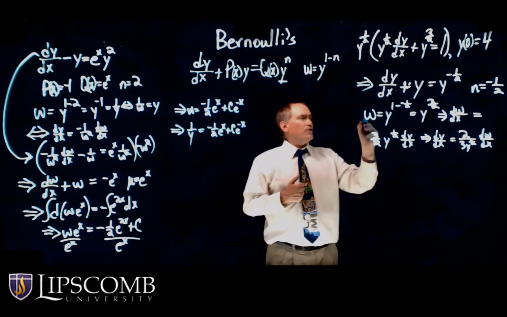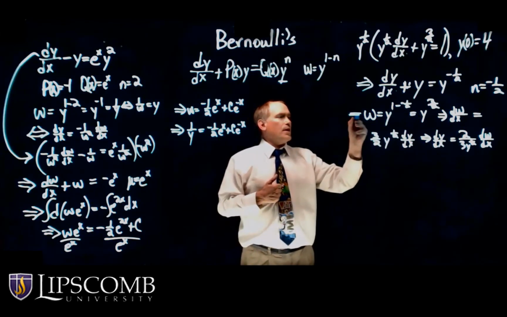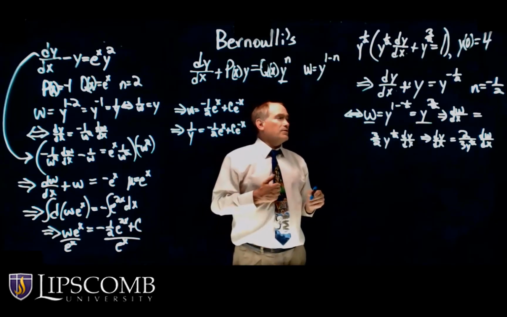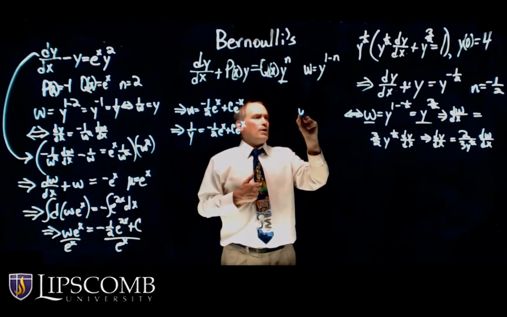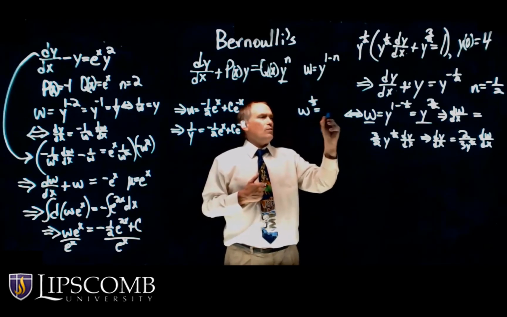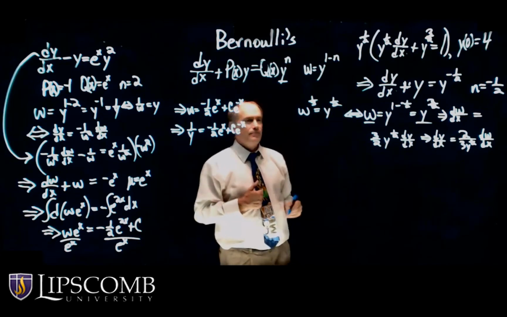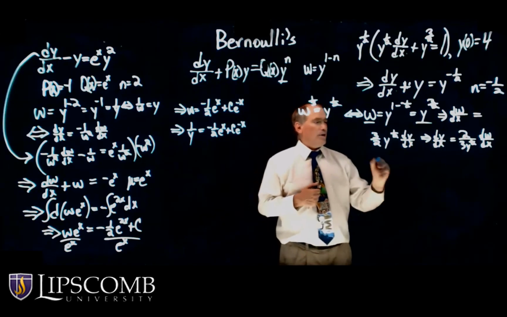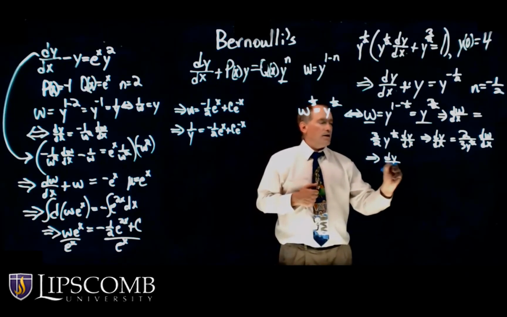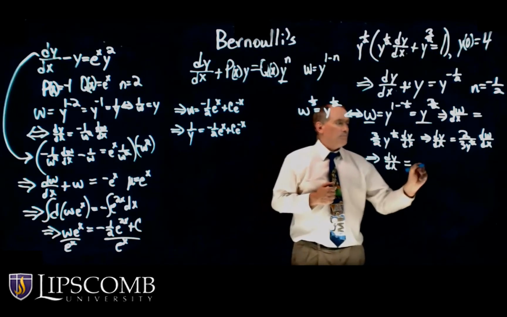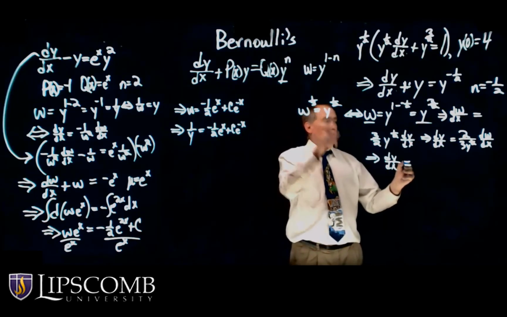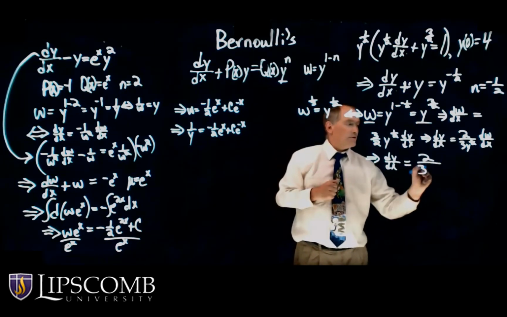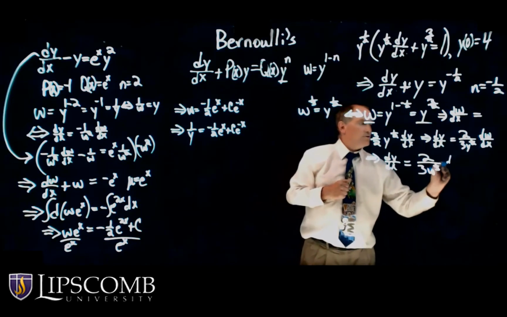Well, let's go right here. W equals y to the 3/2. Let's take the cube root of both sides. So I get w to the 1/3 equals y to the 1/2. All I did was take the cube root of both sides. So now I can replace, and dy dx equals, well, y to the 1/2, so this would be 2 over 3, replace it, w to the 1/3 dw dx.